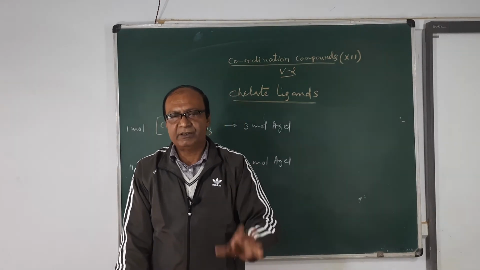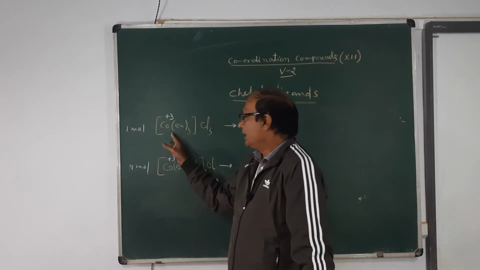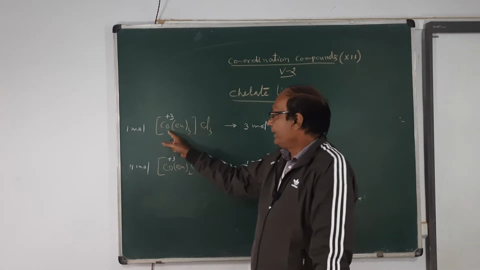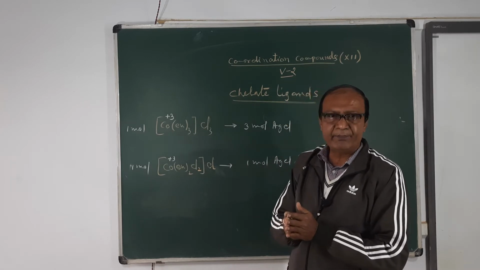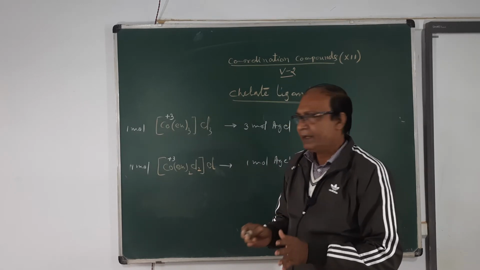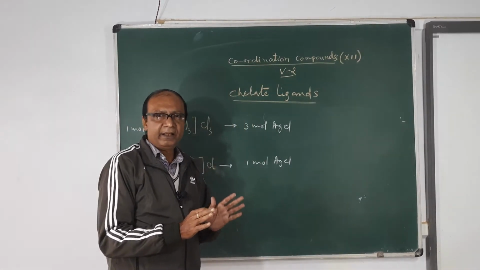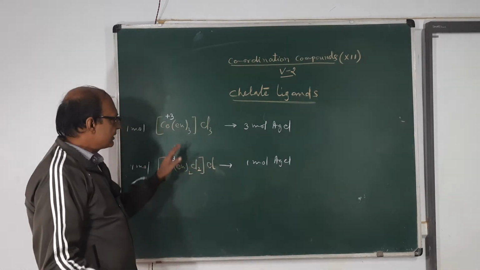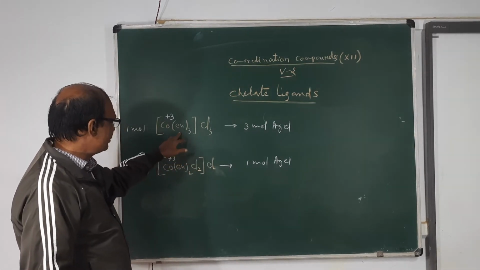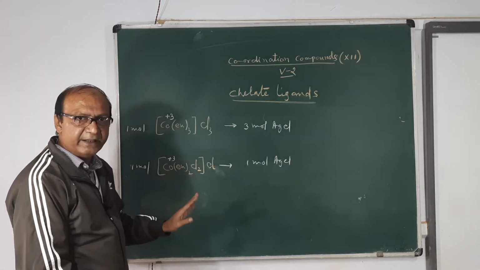According to Werner's theory, the ligands and the central metal atom or ion are aligned in such a way that they have a definite pattern of arrangement in the space. So this arrangement is octahedral in both cases. This is also octahedrally arranged. These are also octahedrally arranged.